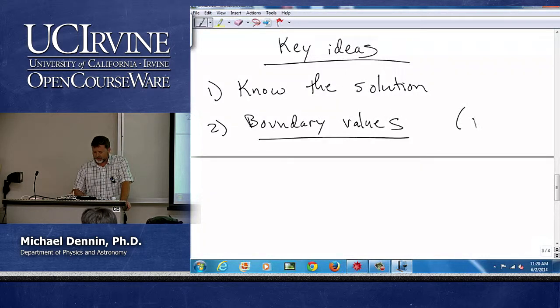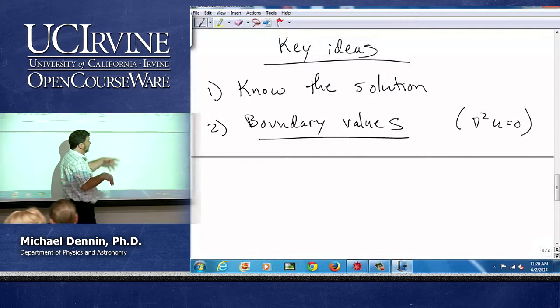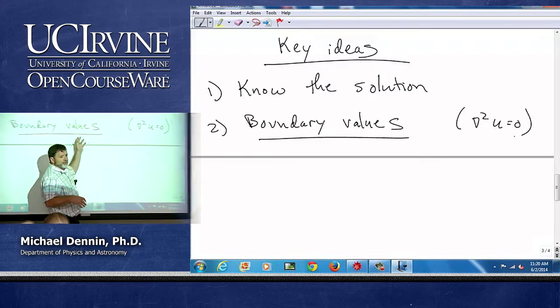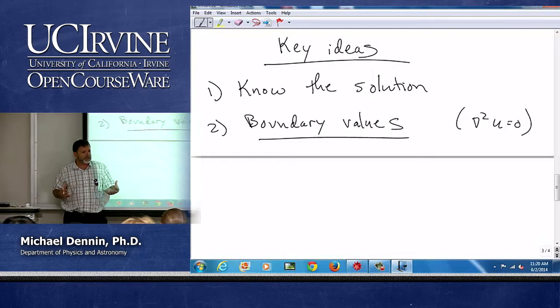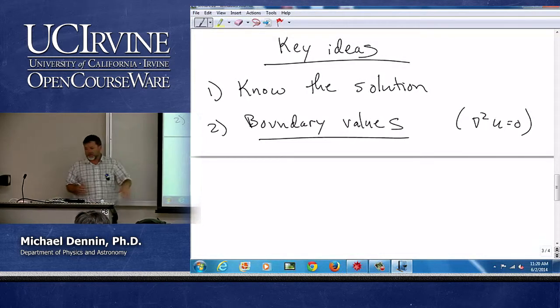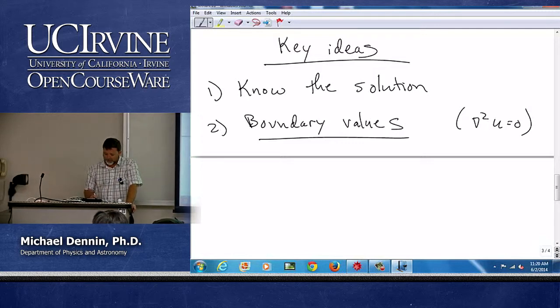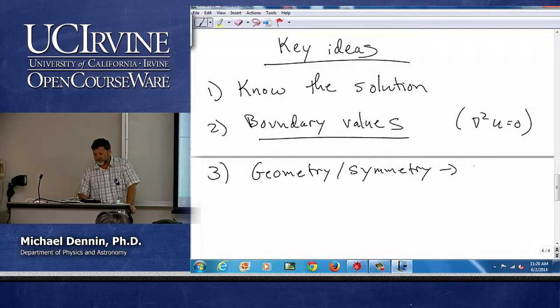That's particularly true for, say, something like del squared u equals 0. Very well understood equation from its possible solutions, but lots of interesting boundaries you can imagine having to deal with, particularly in electrostatics, as you make different shapes and things like that. So it's the boundary values that are often the interesting thing, which is related to the geometry and the symmetry, which really tells you what coordinate system you're going to do.